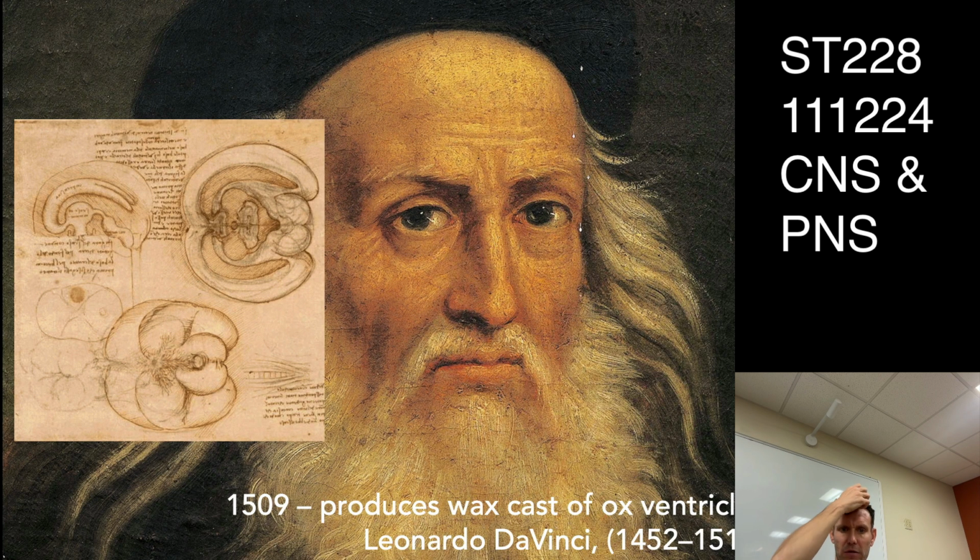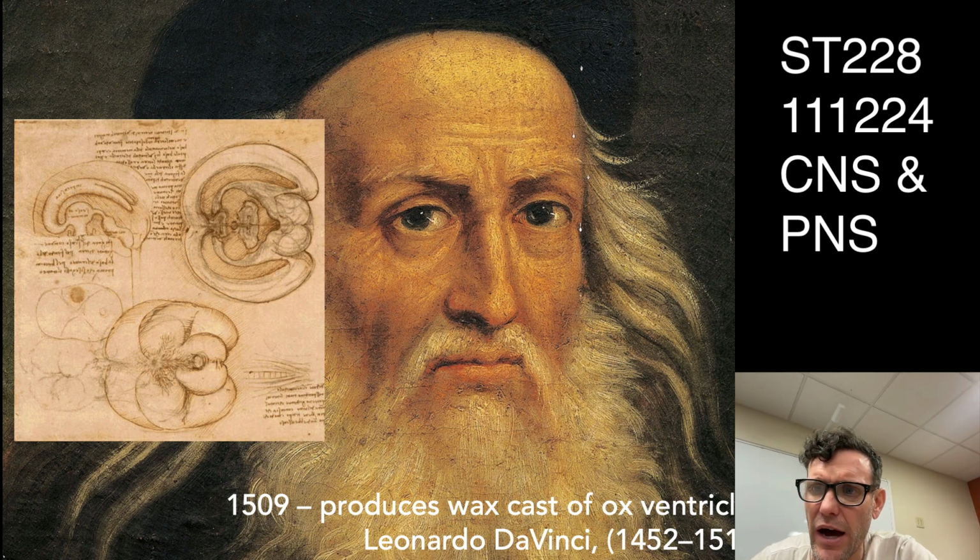And then, I got a typo there. 1509, our buddy Leonardo actually produces the first wax cast of an ox ventricle. That's fun. For the first time, really getting a good depiction of the shape of what the ventricles might look like. You can see this depiction here. This is from an ox brain. Human ventricles are a little bit different, but not wildly so.